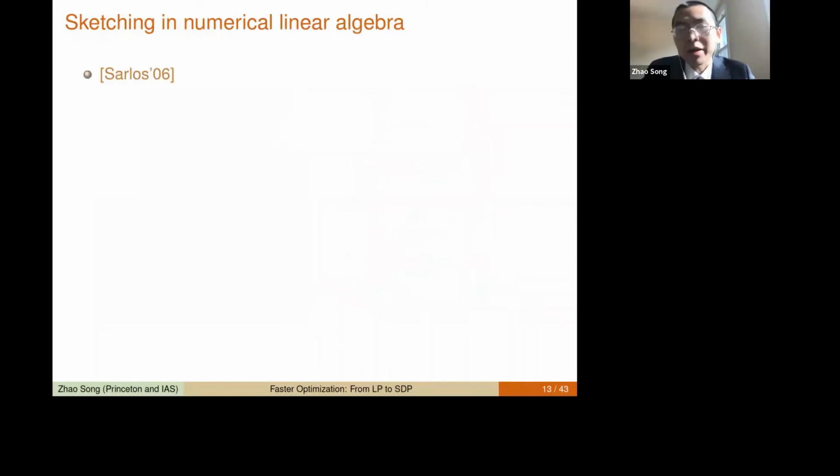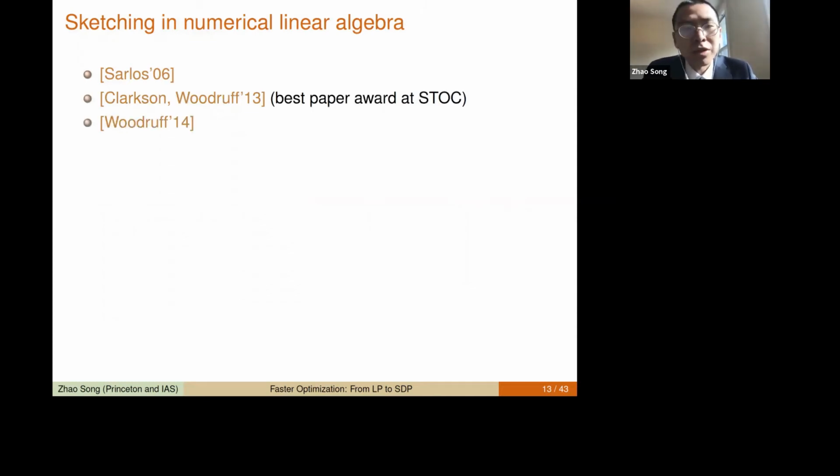Sketching also has a very specific meaning in numerical linear algebra. This idea originated from Sarlos, and then in the Clarkson and Woodruff paper, they provided very nice results, like input sparsity time for solving linear regression and low rank approximation. And later, David Woodruff wrote a book and surveyed a lot of problems which can be solved this way. So here I will briefly tell you the meaning of a sketch and how to solve problems in math.